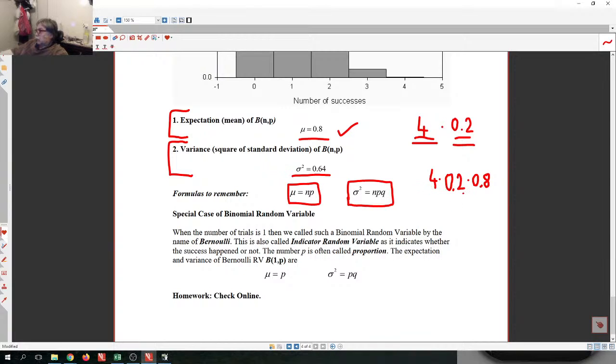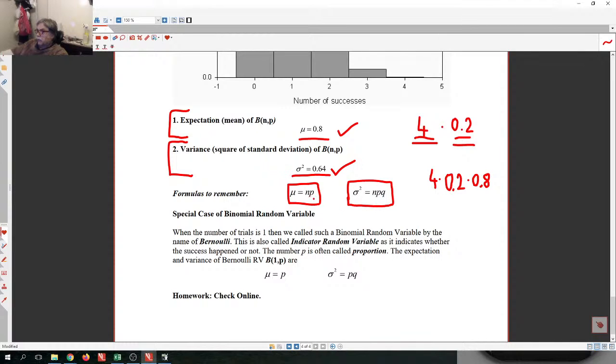4 times 2 is 8. 8 times 8 is 64. Decimals of 2 of them. So 0.64 in this case. So these are the formulas, one of them for expectation, the other one for variance. The standard deviation, of course, is going to be the radical of the variance. So in this case, it would be 0.8. The radical of 0.64 is 0.8. You can check that out with your calculator.